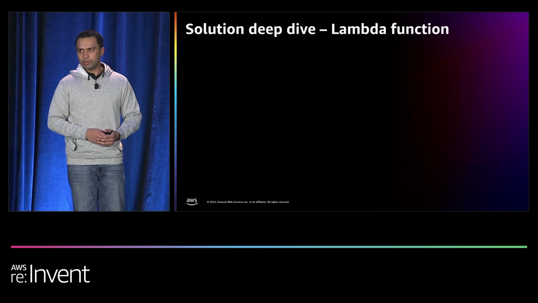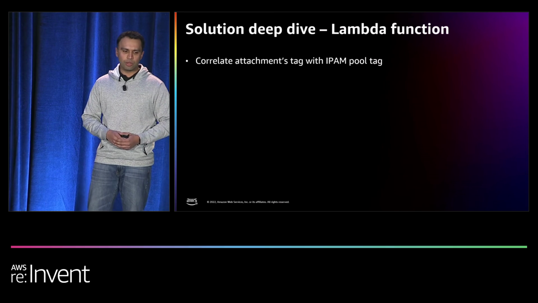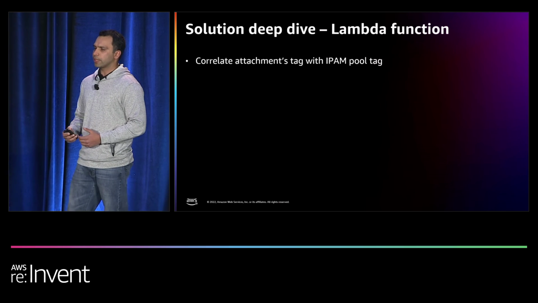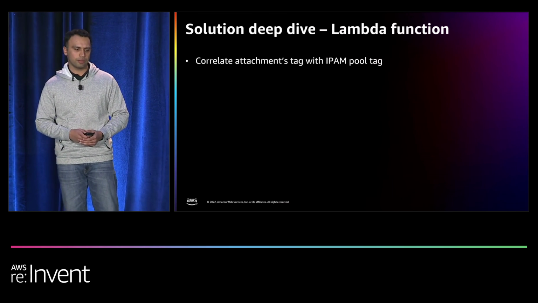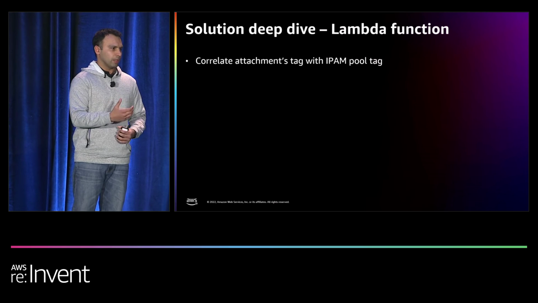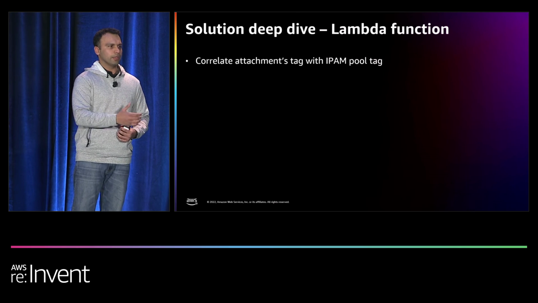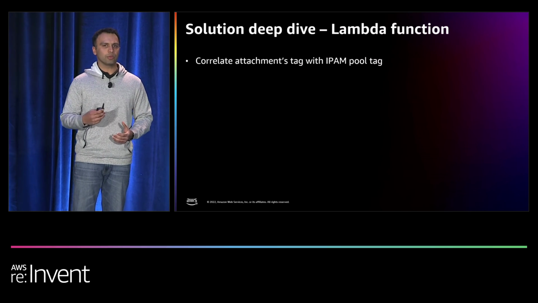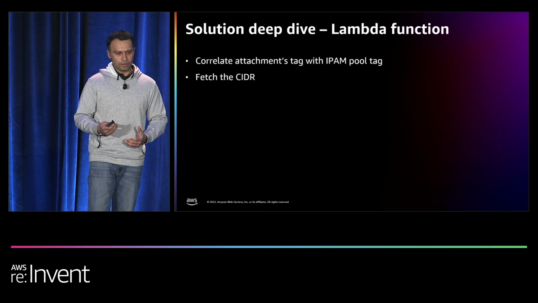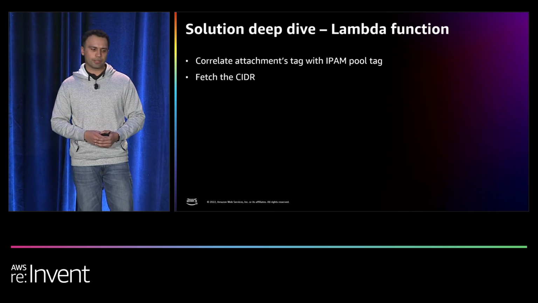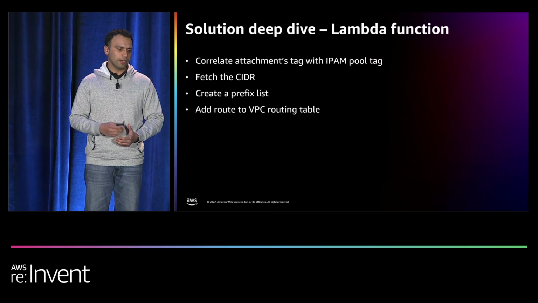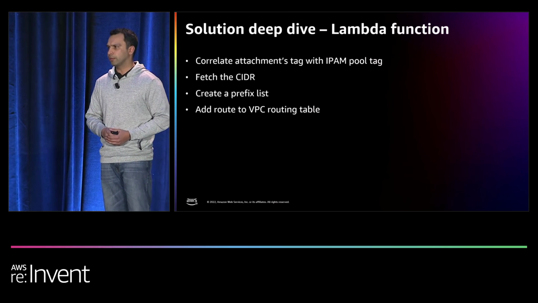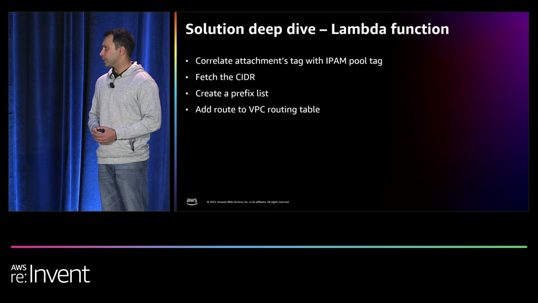What does the Lambda function do with this information? Firstly, it correlates the attachment tag with the IPAM pool tag. The attachment was tagged with a key value pair of department:finance. So the Lambda function had access to this information now. And then the Lambda function went back into the IPAM service and checked whether there is an IPAM pool that is tagged with the same value. Then the Lambda function found a match. It fetched a CIDR. It created a prefix list, and then added a route back into the VPC's routing table. And this is what gave you that final configuration automation.